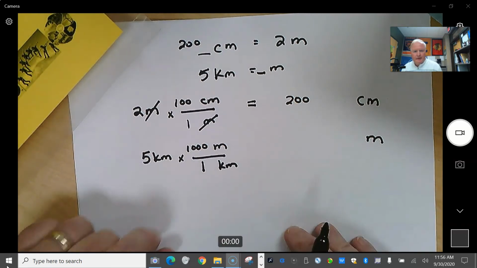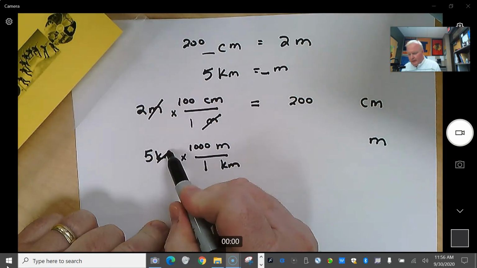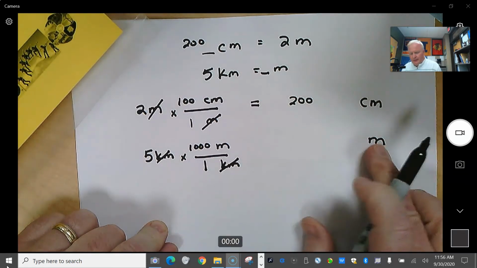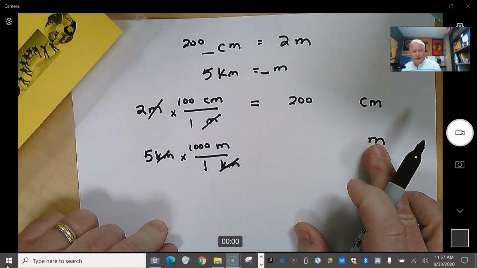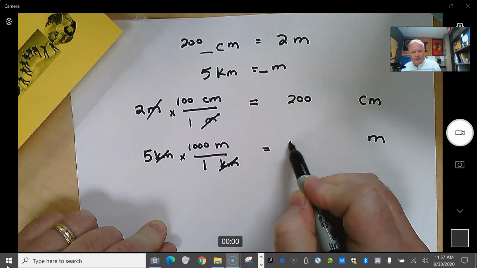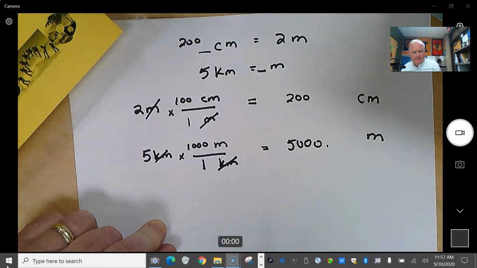Right? And now we're ready to do our math, and we say, we've got to get rid of our kilometers, right? Because they cancel out. We're left with meters, which is what we wanted. And now we just have to do the numbers. 5 times 1,000 divided by 1. And we get 5,000. All right?